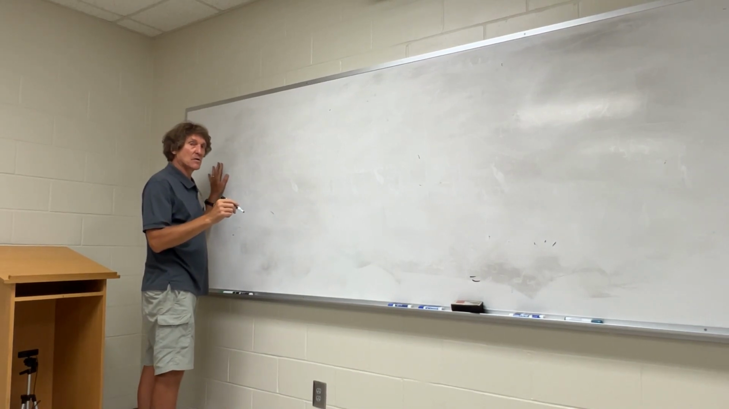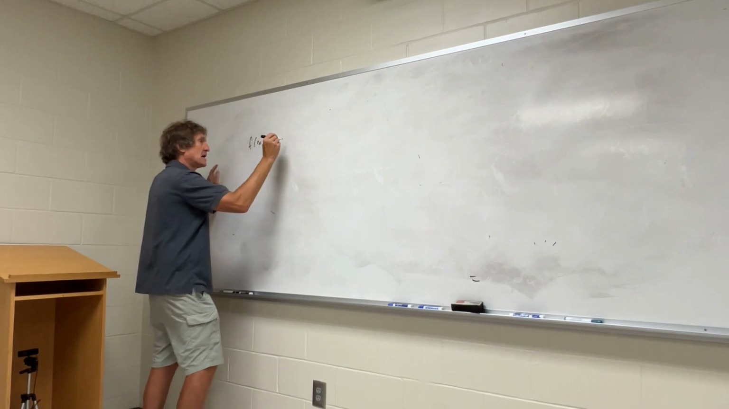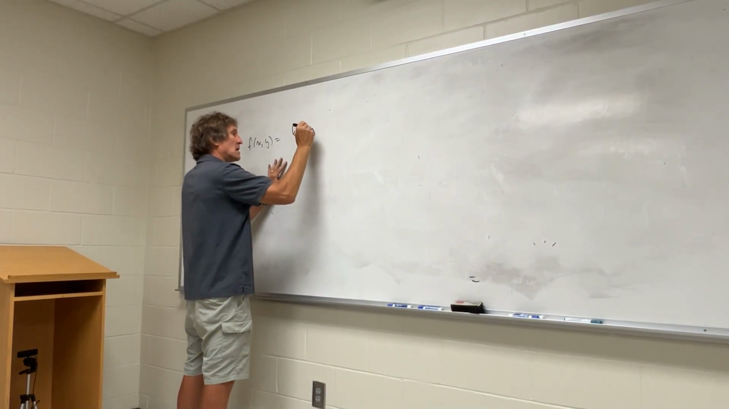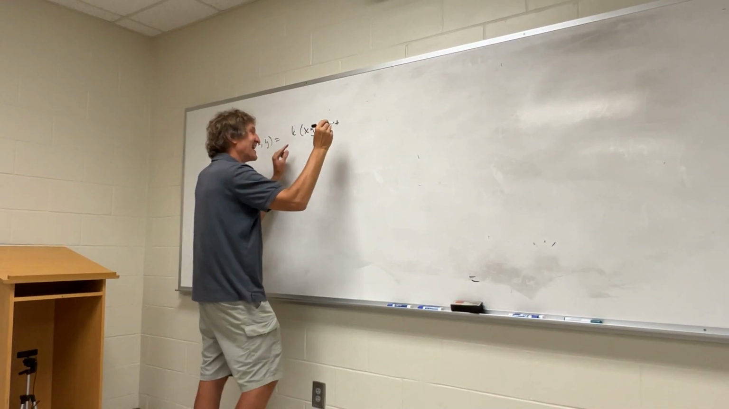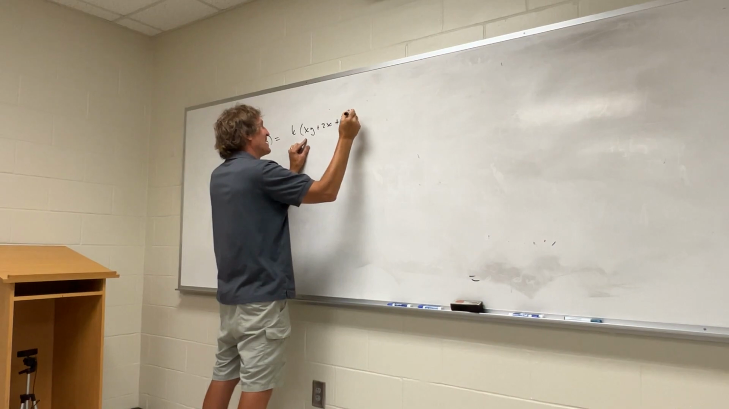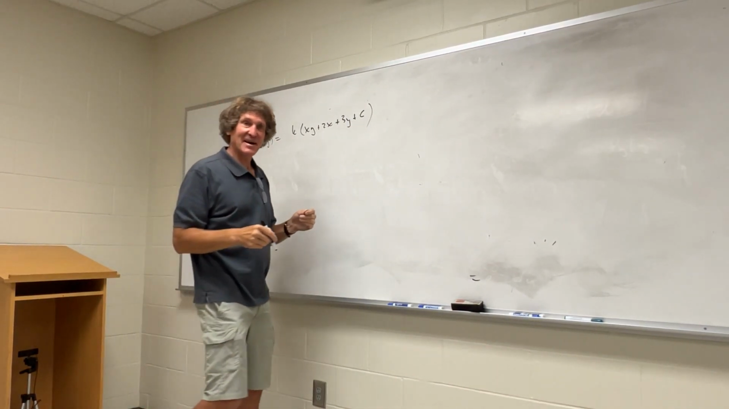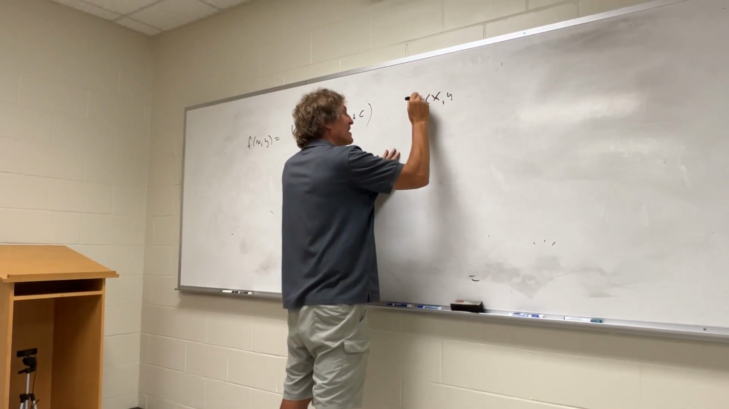This is f of x comma y equal to k quantity xy plus 2x plus 3y plus 6, for x and y greater than 0, less than 1. I think I said this, didn't I? Didn't I put this one up?